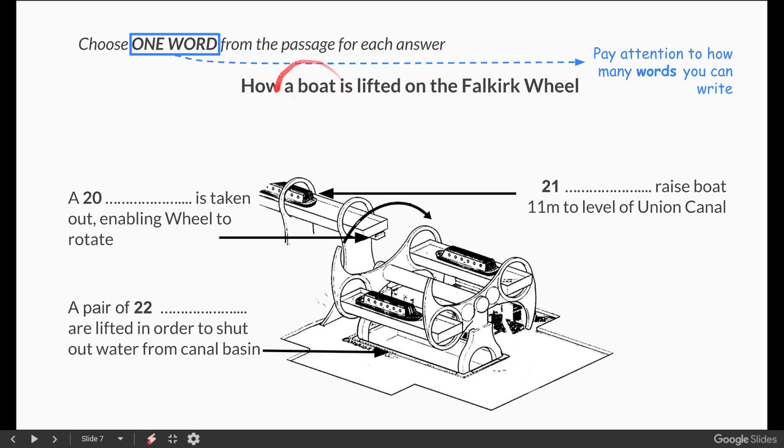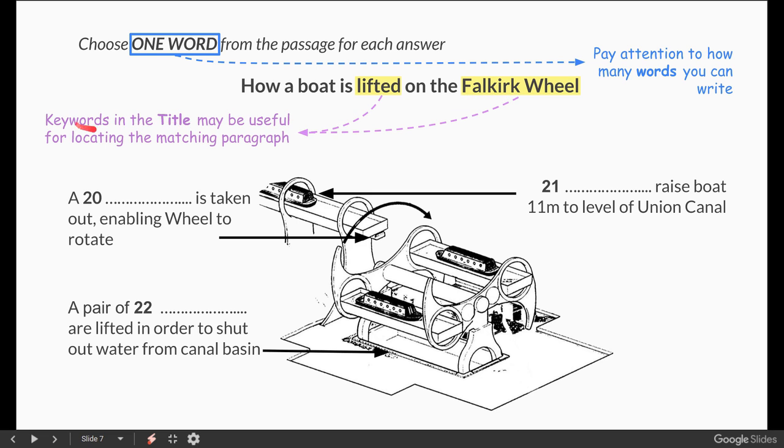Next thing, let's go ahead and mark some useful keywords from the title. Right here we have keywords lifted and Falkirk wheel. We could also mark boat, but actually I know that this entire article is going to be talking about the Falkirk wheel and the boat. So I'm not sure how useful these keywords will be, but still, I've marked them anyways just in case. The keywords in the title may be useful. Not always. They can be just repetitive, useless keywords. That's also possible. But sometimes they can be helpful to identify the paragraph.